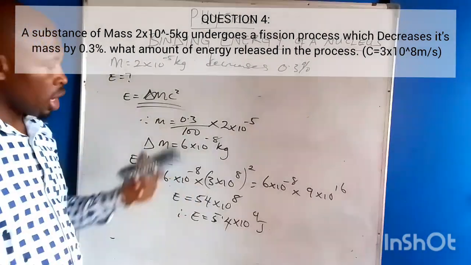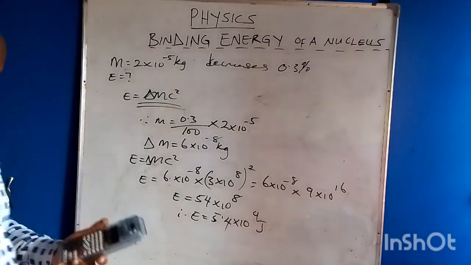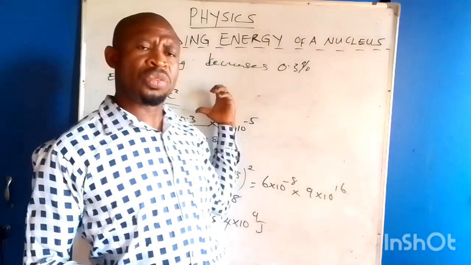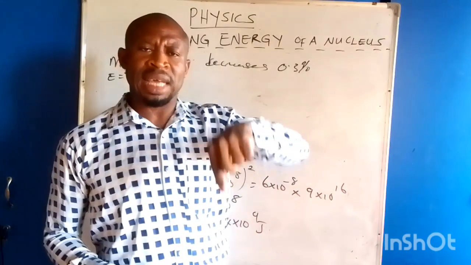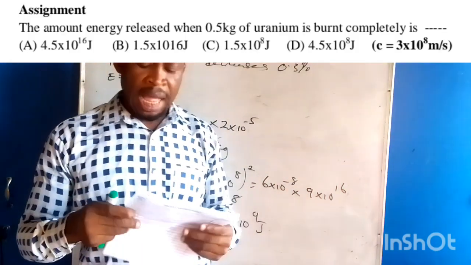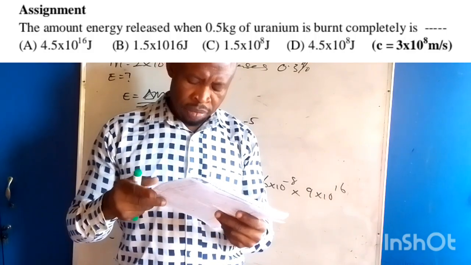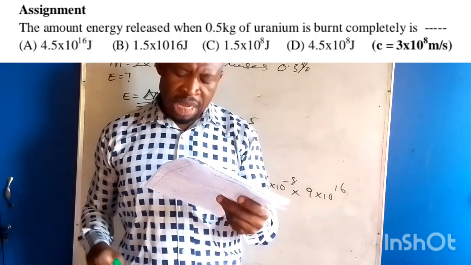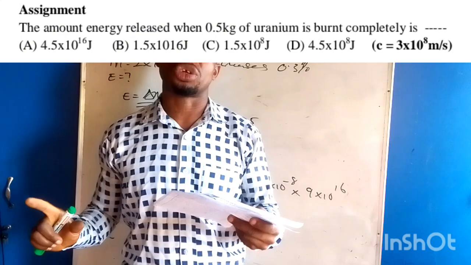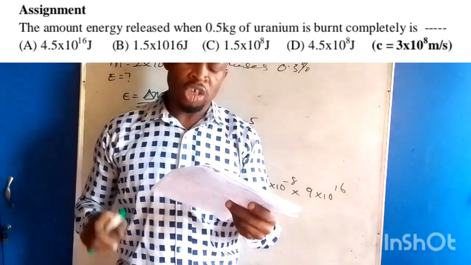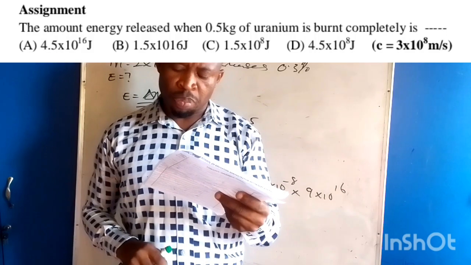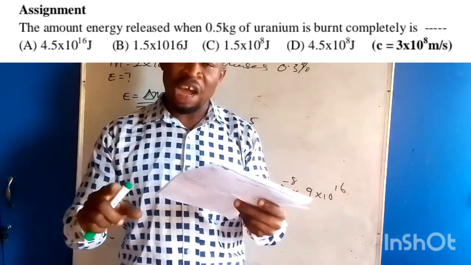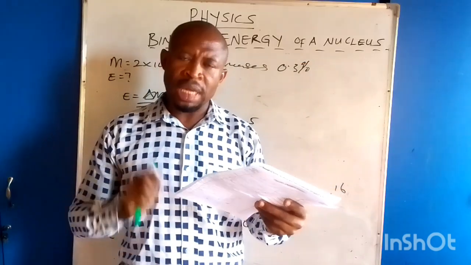0.3%. The last but not the least, we'll take this one, to show that you really understood this. Please do this one and then give me the answer in the comment section. This one says the amount of energy released when 0.5 kg of uranium is burnt completely is dash. The amount of energy released when 0.5 kg of uranium is burnt completely is option A, B, C, D. Tell me which of the options down below is the correct answer.